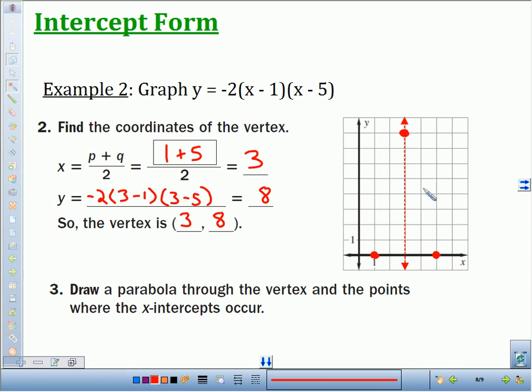Now I've got, in this case, I don't need to worry about plugging in any extra points. It's acceptable just to do these 2. And I will draw a parabola, however poorly, that connects these points. And there is my quadratic equation.